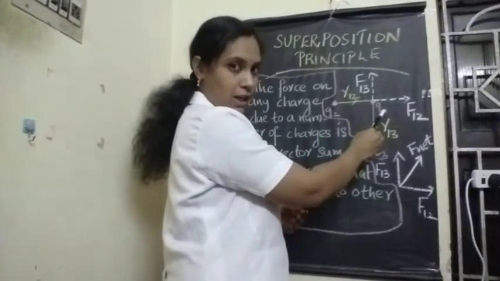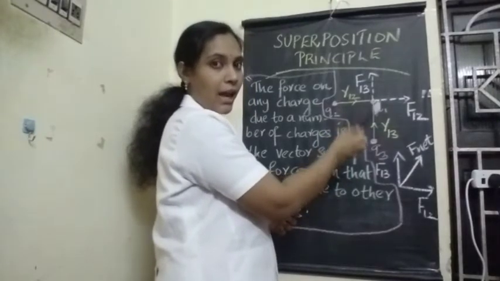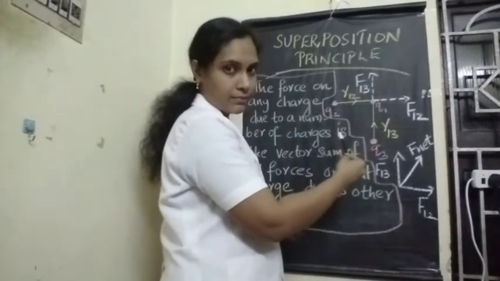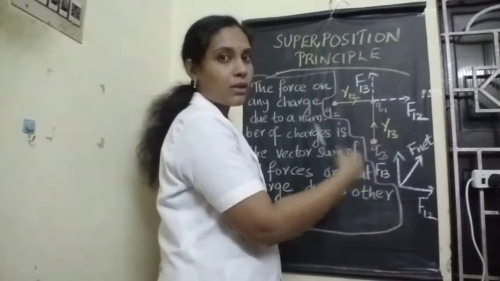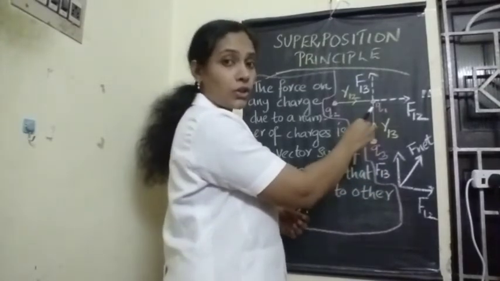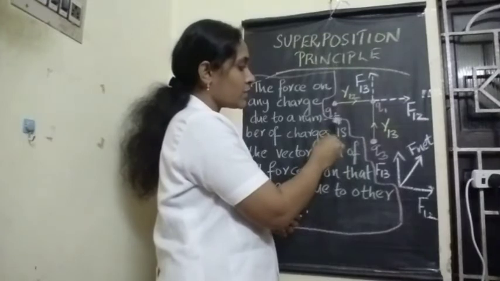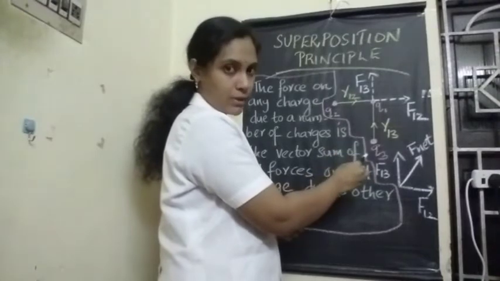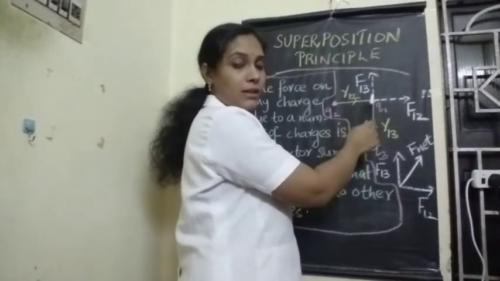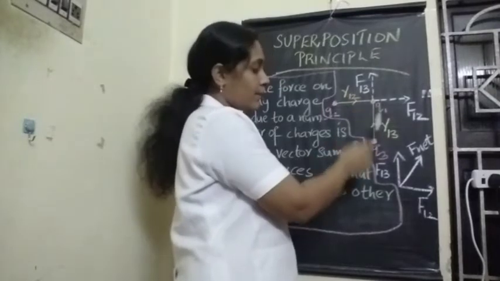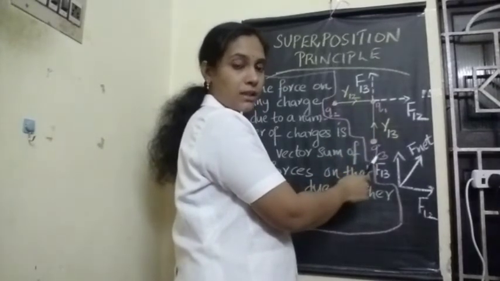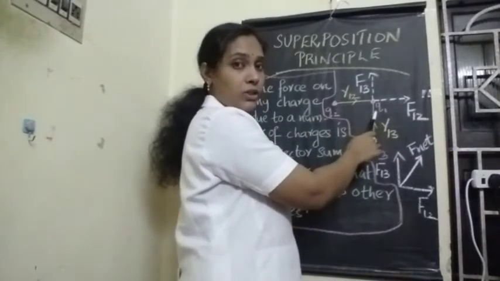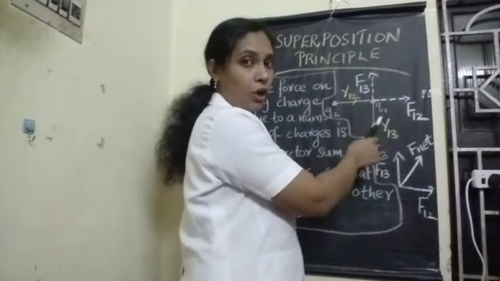So Q1 is one charge, Q2 is another charge, and Q3 is the third charge. So three charges are present here. And we need to calculate the force acting on charge Q1 due to these two charges, Q2 and Q3. So how is it possible? Here Q2 will exert a force on Q1. Similarly, charge Q3 also will exert a force on Q1. So what will be the total force acting on charge Q1? How can we calculate that total force?